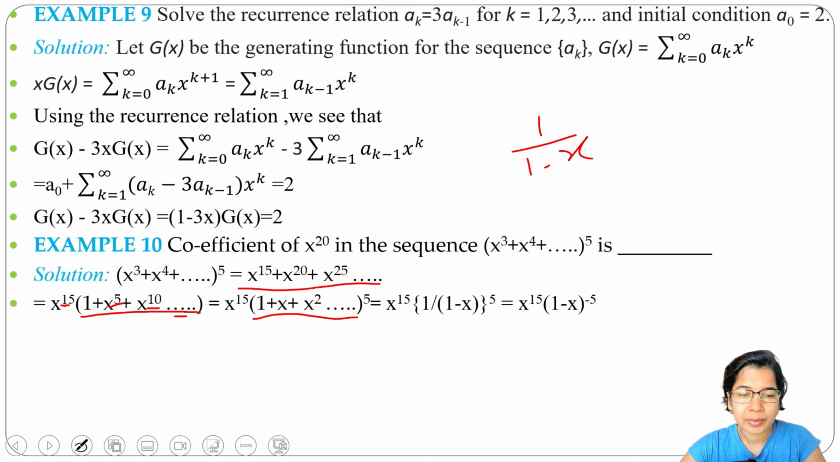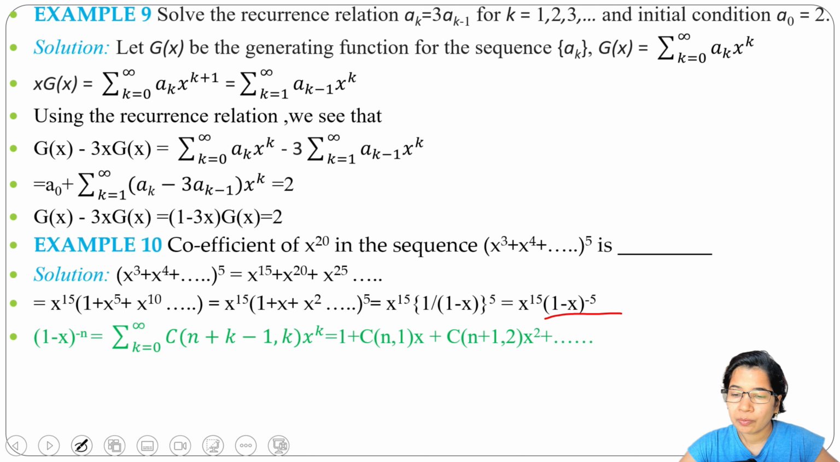So x^15 multiplied by (1 - x)^-5. For this we know the formula that (1 - x)^-n equals the summation of k = 0 to infinity of C(n + k - 1, k) x^k. I already explained this in the previous lecture, just go through that. We can expand it as 1 + C(n, 1) x + C(n + 1, 2) x^2, like this.